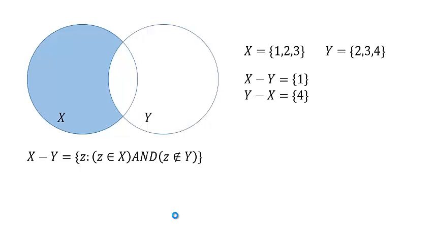For the example case, the set difference x minus y is the element 1, since that's the only element in x that's not in y. Notice that the set difference is not commutative. For this example, y minus x is the set containing the element 4. The set difference is also commonly written using backslash notation, as shown here.